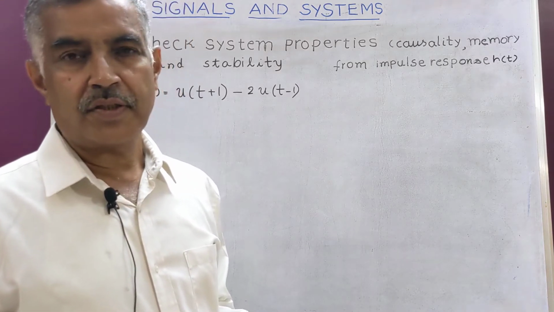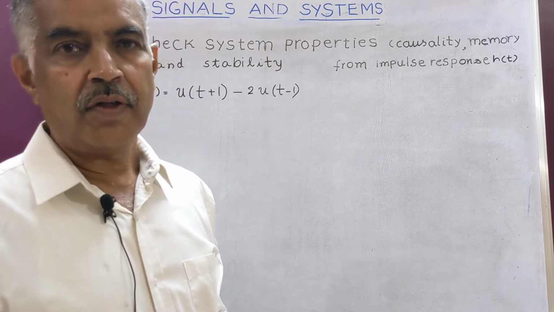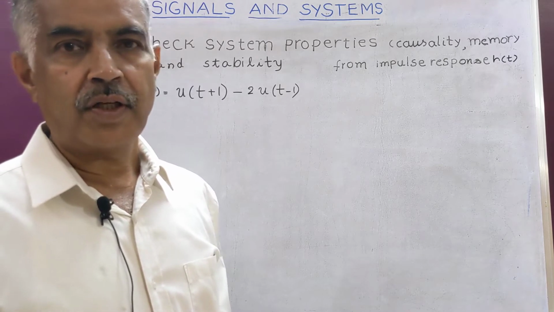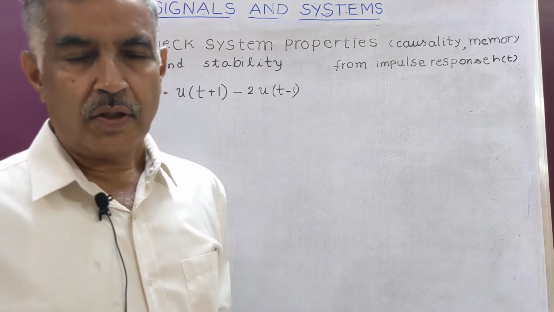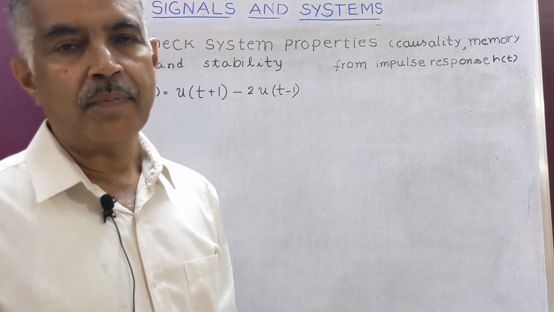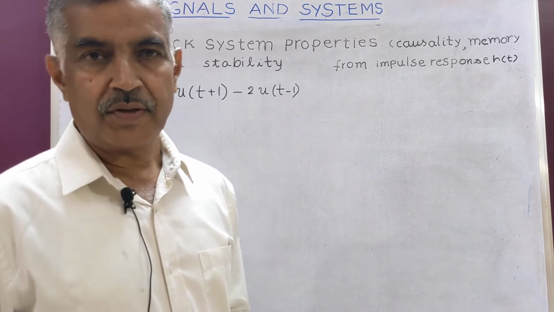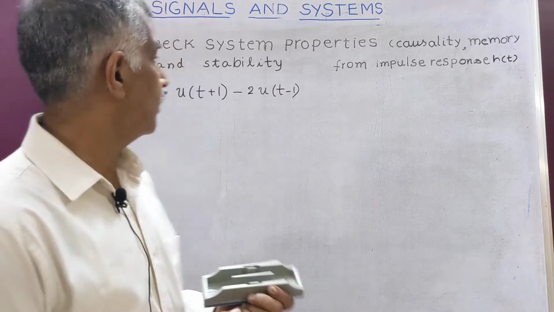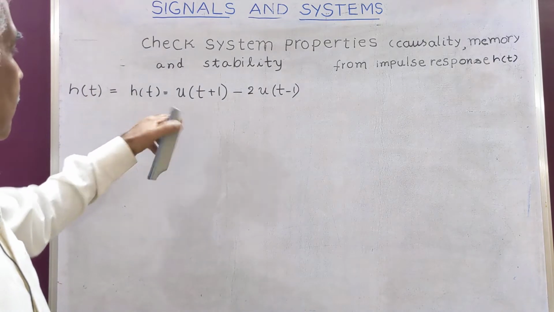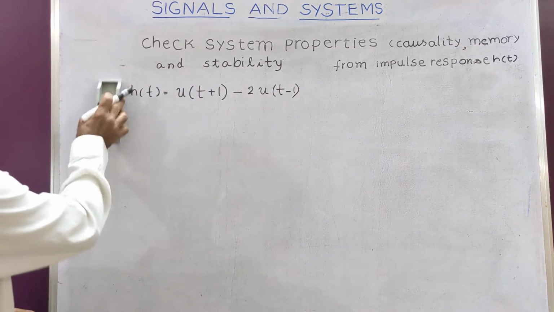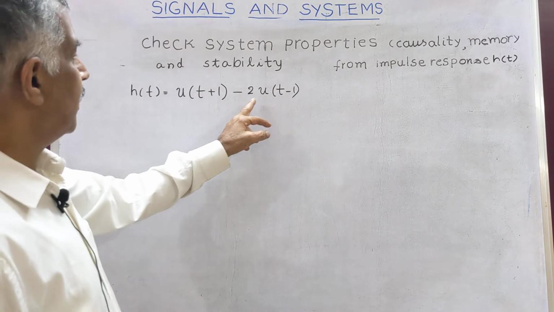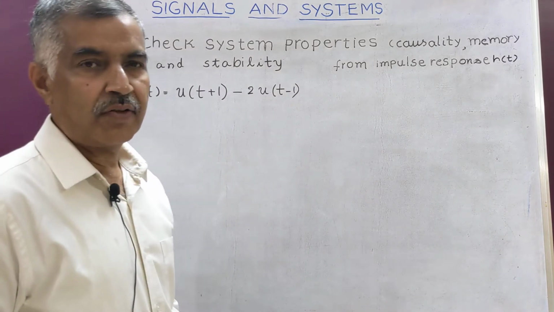In the last class, I was working out problems on checking the system properties, that is, memory, causality, and stability using impulse response. So I will continue with the third problem. h(t) is equal to u(t+1) minus 2u(t-1).